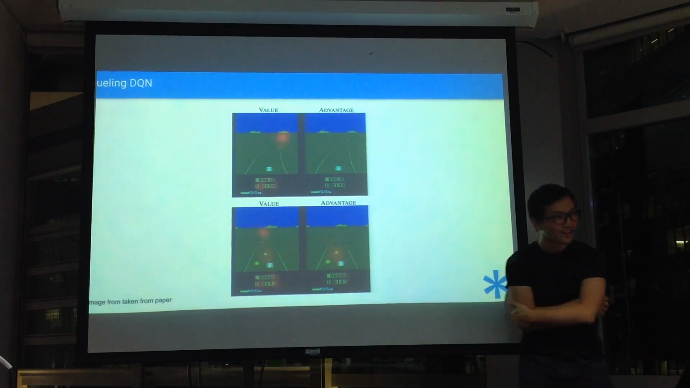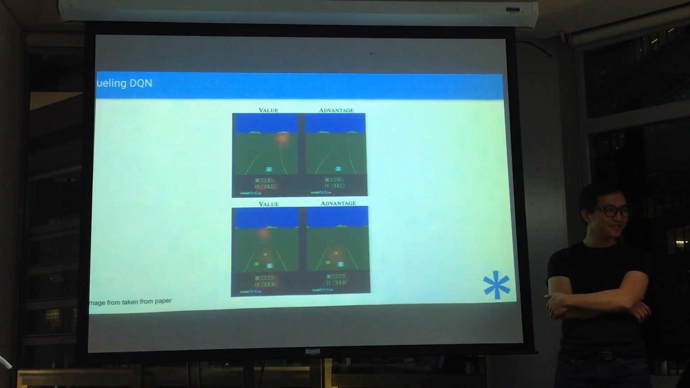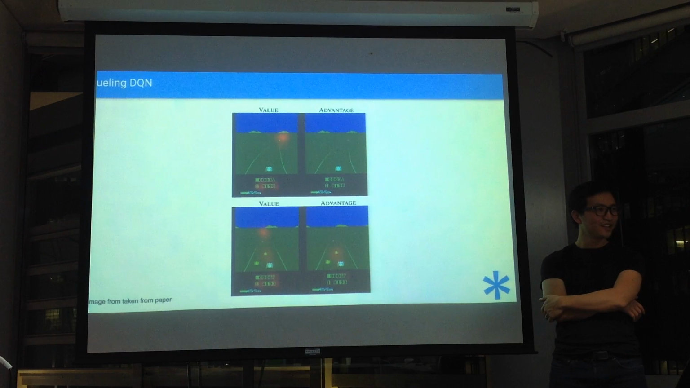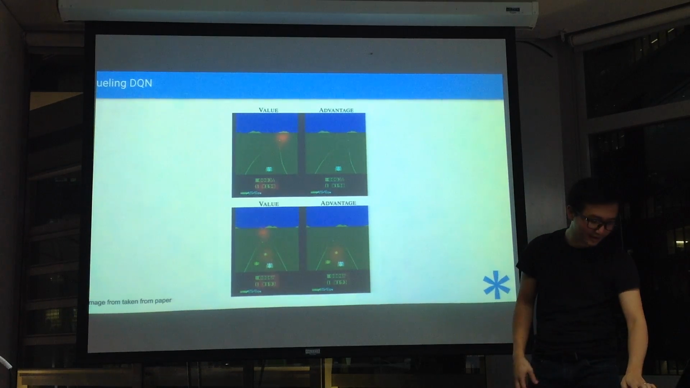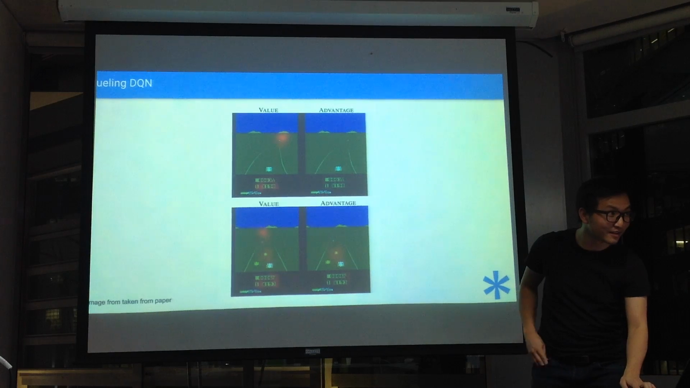Sorry, just one last question on this. Suppose we have 20 actions. Regardless of the number of actions, is the value always going to be 1? Yep. And the advantage will just be for the number of actions? Yes.